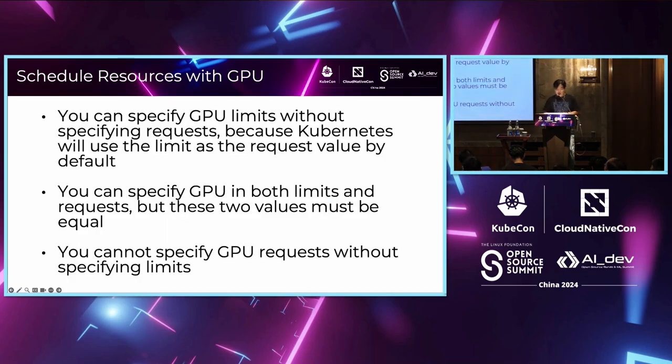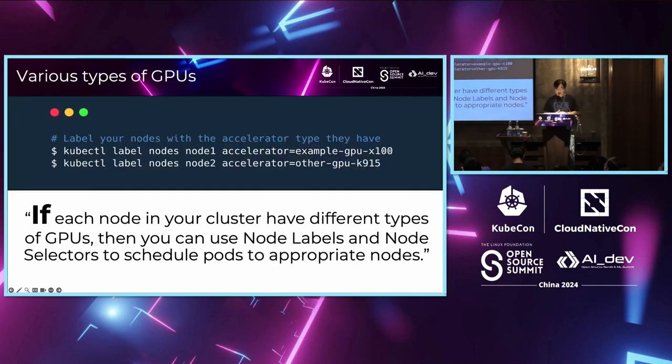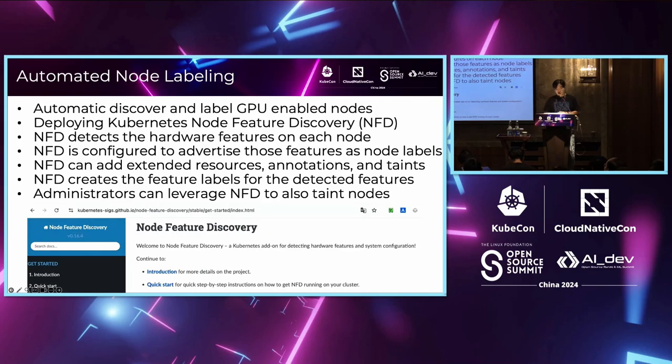So to schedule the resource with the GPU, you can use the limit, the request, and toleration as well. Also, you can make your own dynamic label like this, and then you can use node affinity to make the pod select the proper workload. Another feature is NFD, which means node feature discovery. So you don't need to make your own labels.